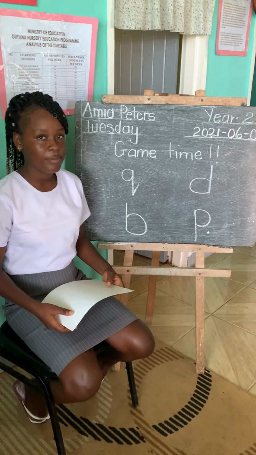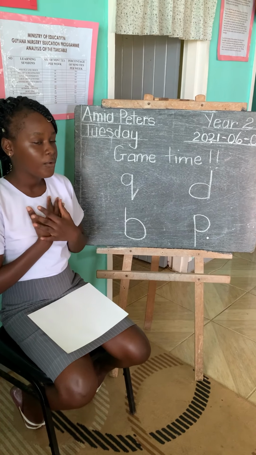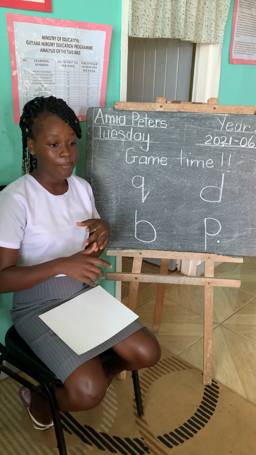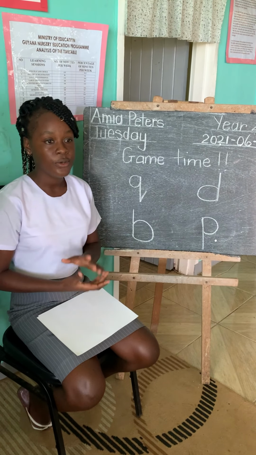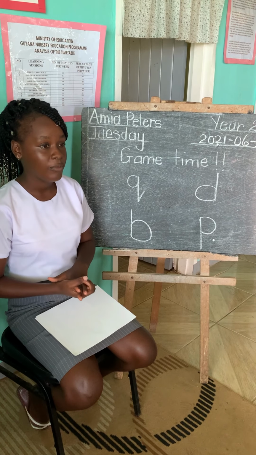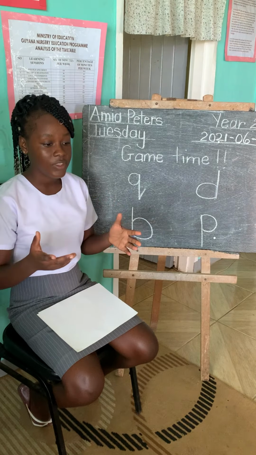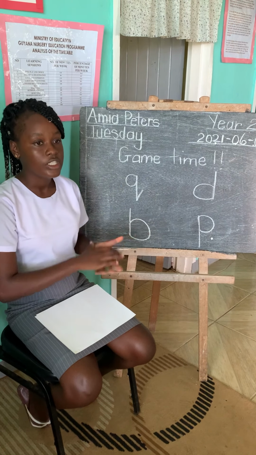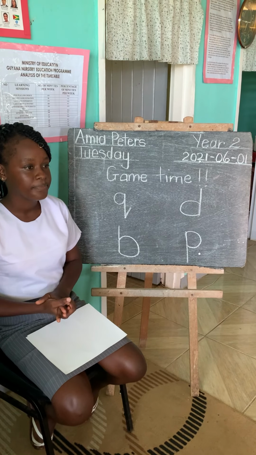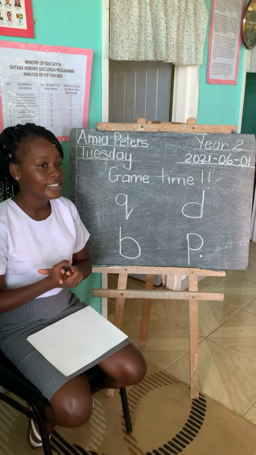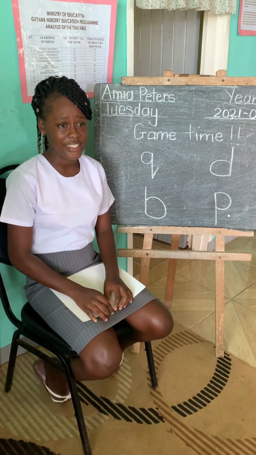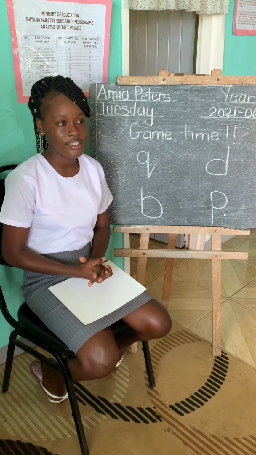Now, in order to play this game, I am going to call out a letter sound and then I'm going to call somebody and you are going to tell me what letter makes that sound, and then I'm going to tell you to do something and come to the sound. So now let us try it. I'm going to call on Amia. Now the D sound. Can you tell me what letter makes the D sound, Amia?